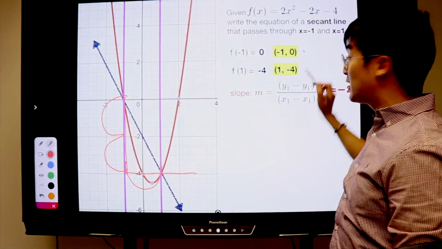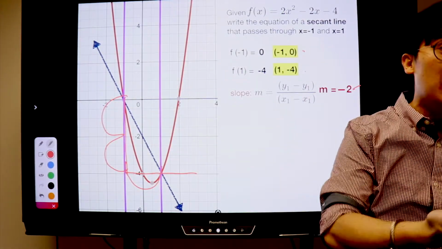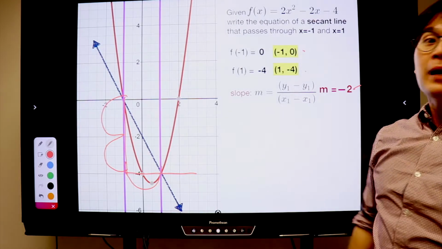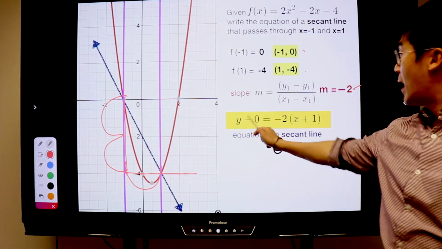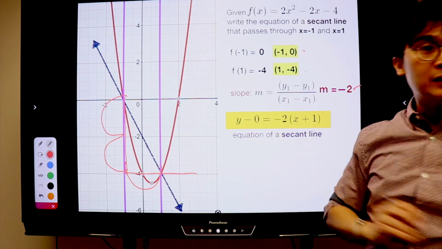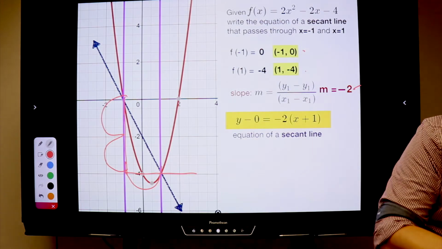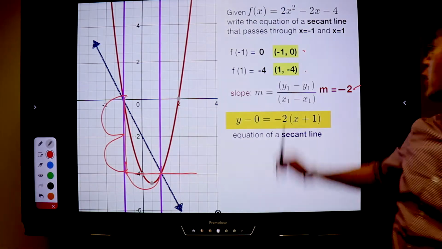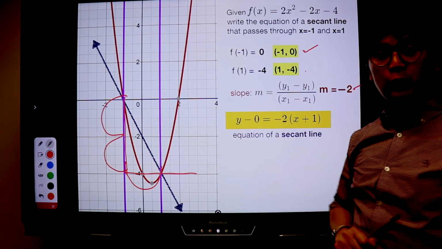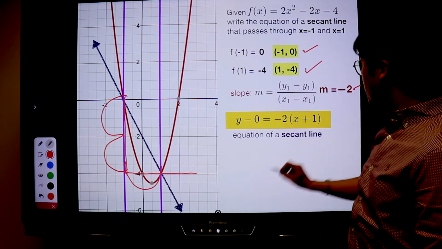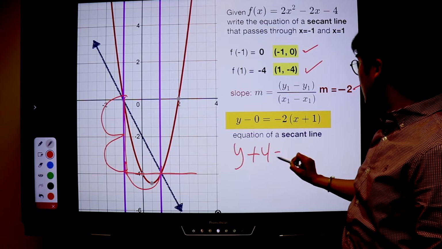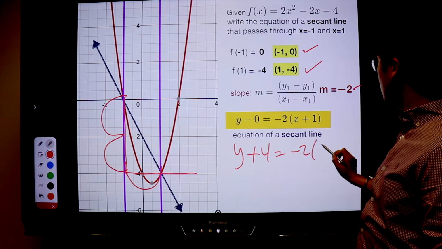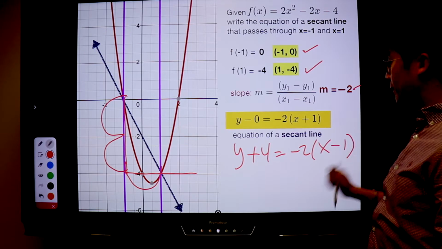And now that I have my slope, I can use either of the 2 points, either this one or this one, it doesn't matter. It is still going to be the same secant line. We'll be able to produce the secant line that we're looking for right here. And that is going to be y minus 0 equals negative 2 times x plus 1. Is that the same equation that you have? Yes. So if you use this point, then your equation will look like this. If you use this point, then it will be y plus 4 equals negative 2 times x minus 1.